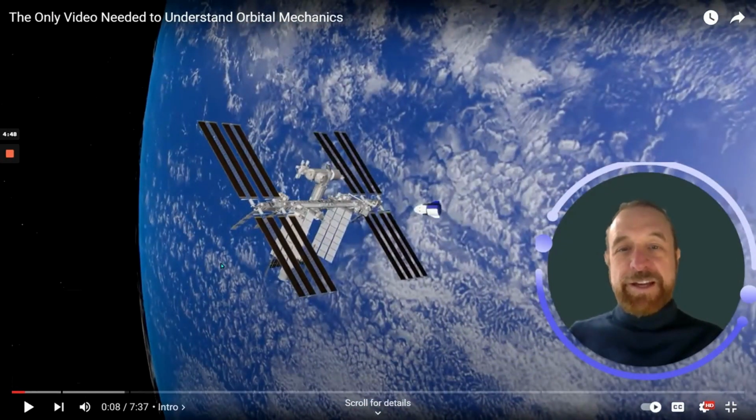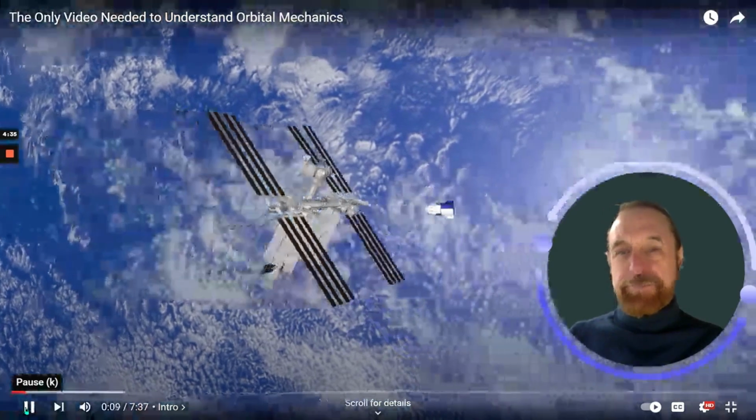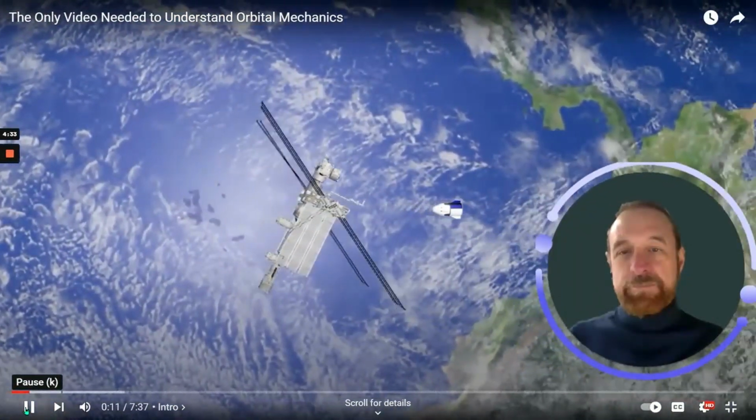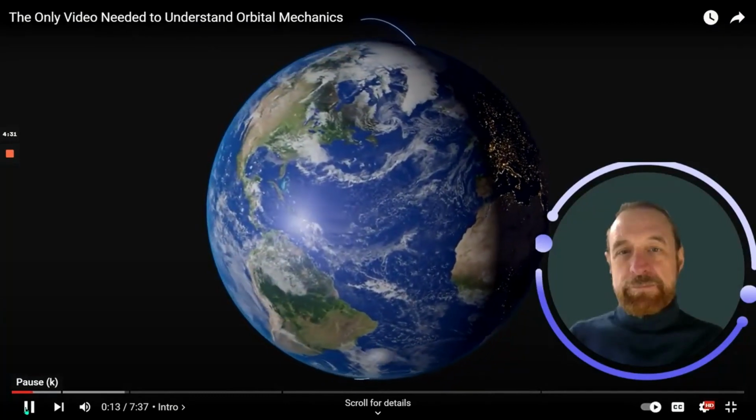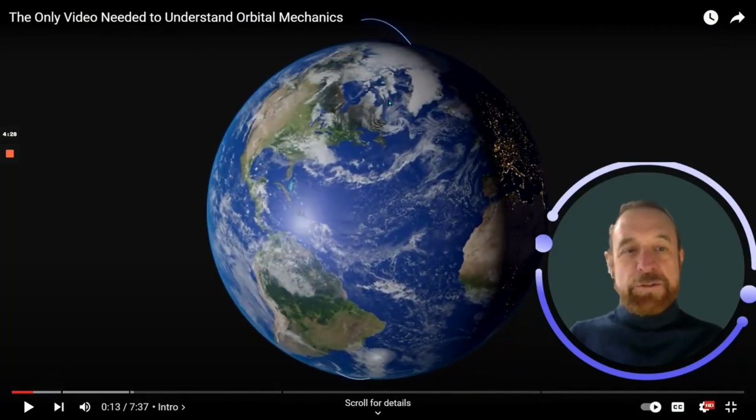So this is excellent ISS, excellent Earth, excellent spacecraft. This model is using fantastic graphics. So now we switch to probably a different Earth model. Beautiful, and he's adding some illustration.